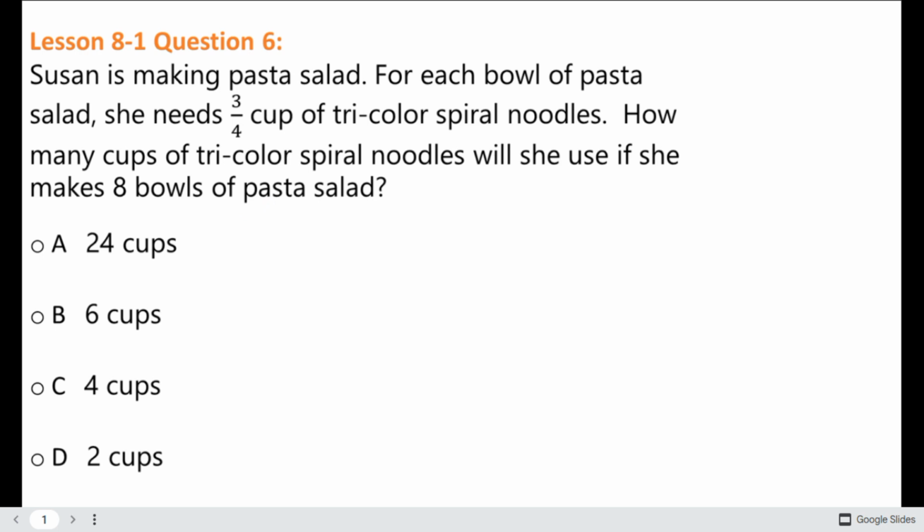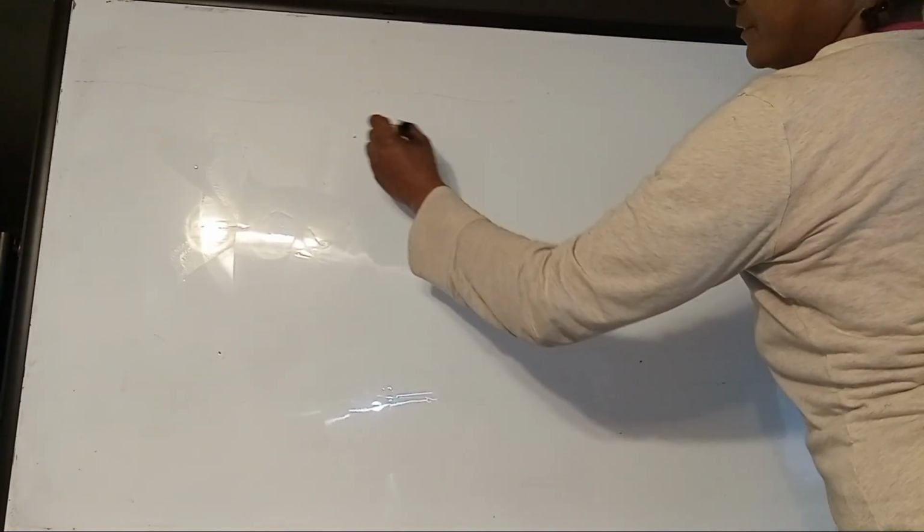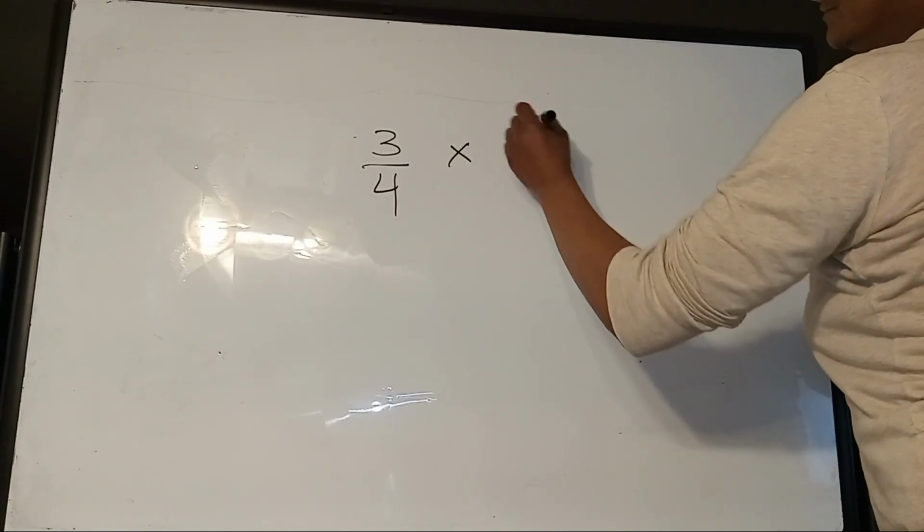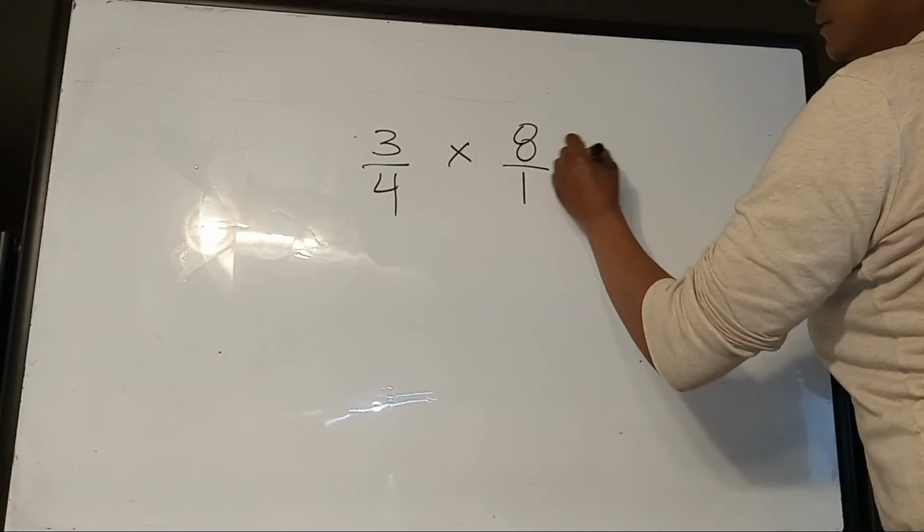All right, so Susan is making pasta salad. For each bowl of pasta salad, she needs 3/4 cups of tricolor spiral noodles. How many cups of tricolor spiral noodles will she use if she makes 8 bowls of pasta salad? All right, so for this one, we have 3/4 and 8 bowls. So we got 3/4 times the 8 bowls over 1.